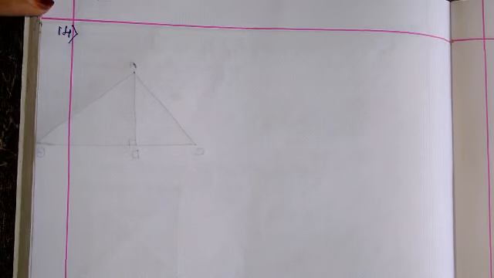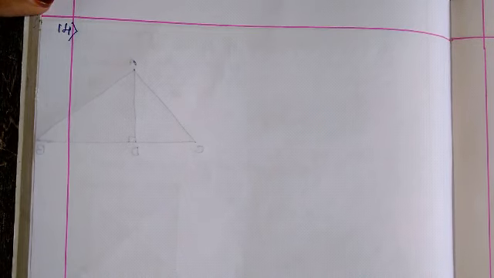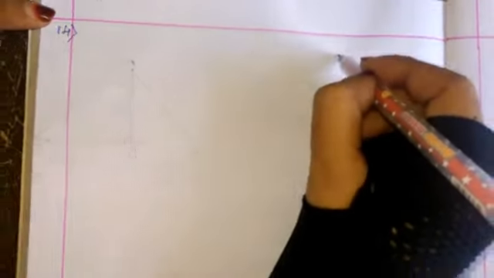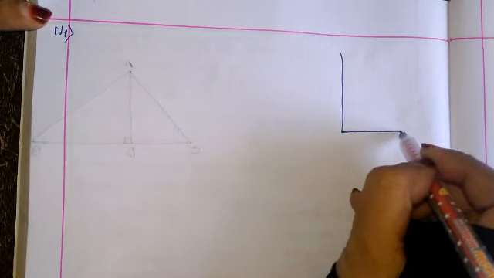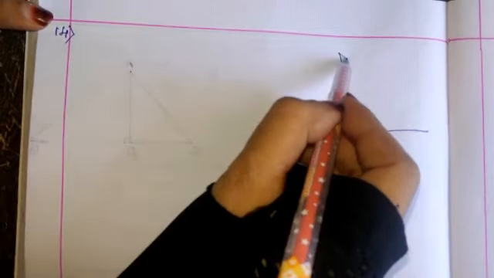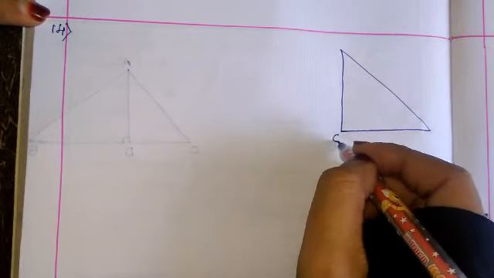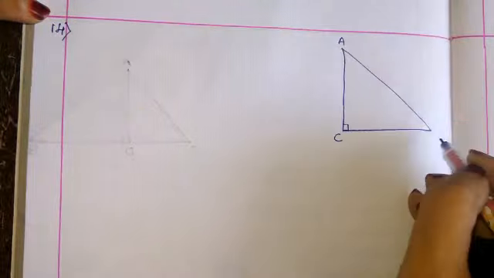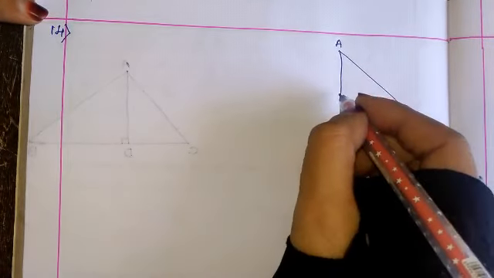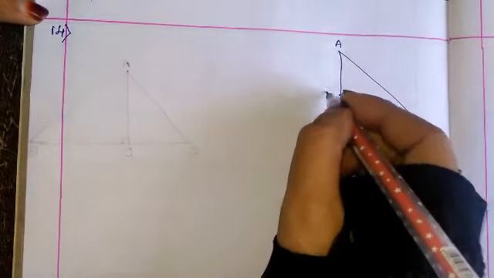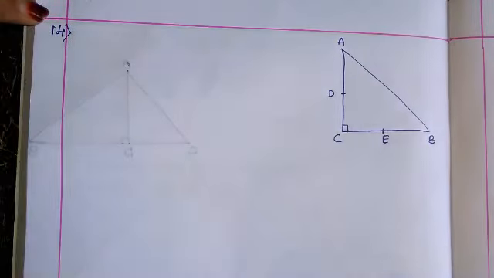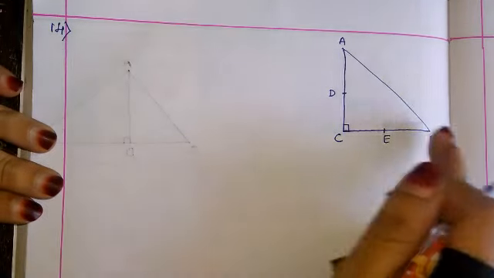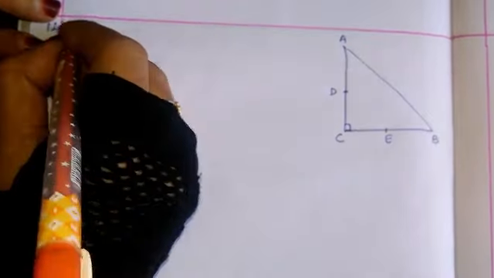Okay. D and E are the points on the sides CA and CB respectively of triangle ABC, right angled at C. Okay, I will draw this. Right triangle ABC they have told, right angle at C. But what they have told, D and E are the points on CA and CB. So for example, A, B, C, right angle at C. D and E are the points on CA and CB. Okay. What they have told to prove, that is very important.